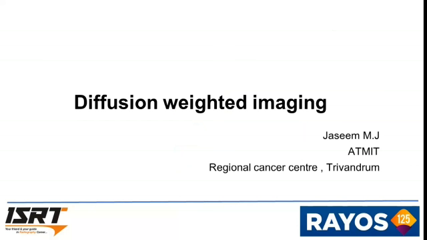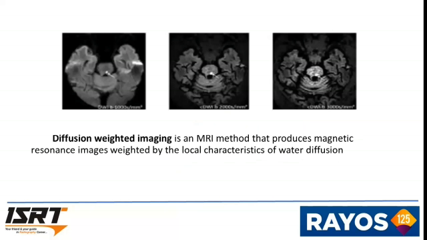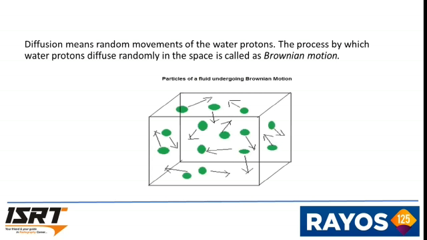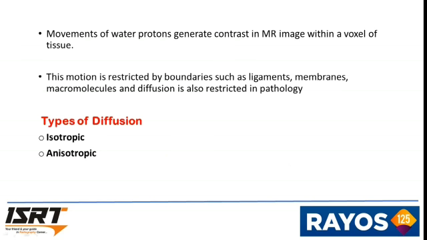Today I am here to present on the topic diffusion weighted imaging. Diffusion weighted imaging is a magnetic resonance imaging method that produces magnetic resonance images weighted by the local characteristics of water diffusion. Diffusion means random movements of the water protons. The process by which water protons diffuse randomly in the space is called Brownian motion. Movement of water protons generates contrast in magnetic resonance image within a voxel of tissue. This motion is restricted by boundaries such as ligaments, membranes, macromolecules, and diffusion is also restricted in pathology.